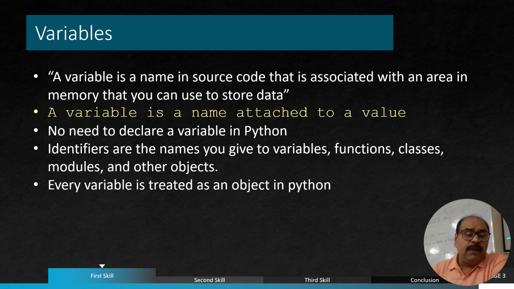Next important thing is we have identifiers in Python. Identifiers include the variable names. Identifiers also include the names given to classes, methods, and so on. Wherever you want to identify an object or a method, we call it an identifier. So variable names are also identifiers, and every variable is treated as an object in Python.